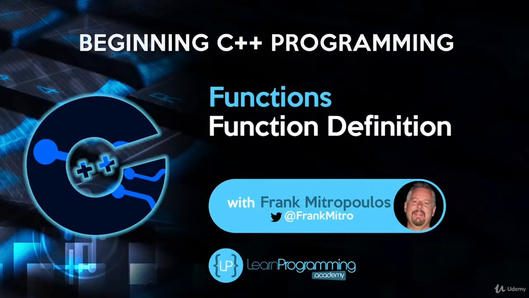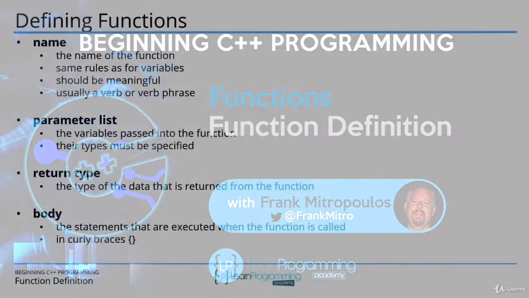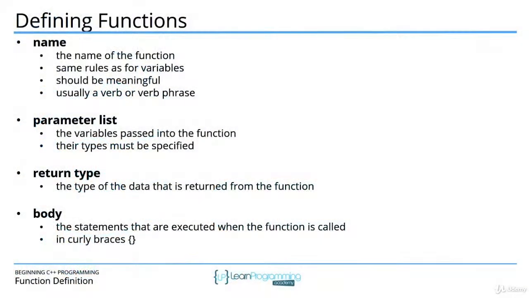In this video, we'll learn how to define our own functions. Function definitions have four main parts. We'll look at the syntax of functions in the next slide, but for now, let's look at what these parts are. The function has to have a name. The name of the function follows the same rules we use for naming variables. Function names should be meaningful and provide the reader the intent of the function.